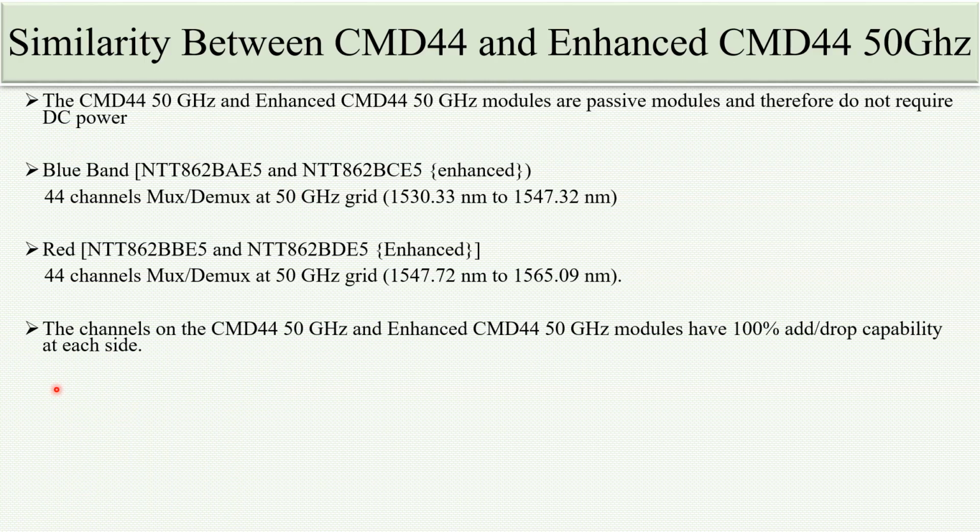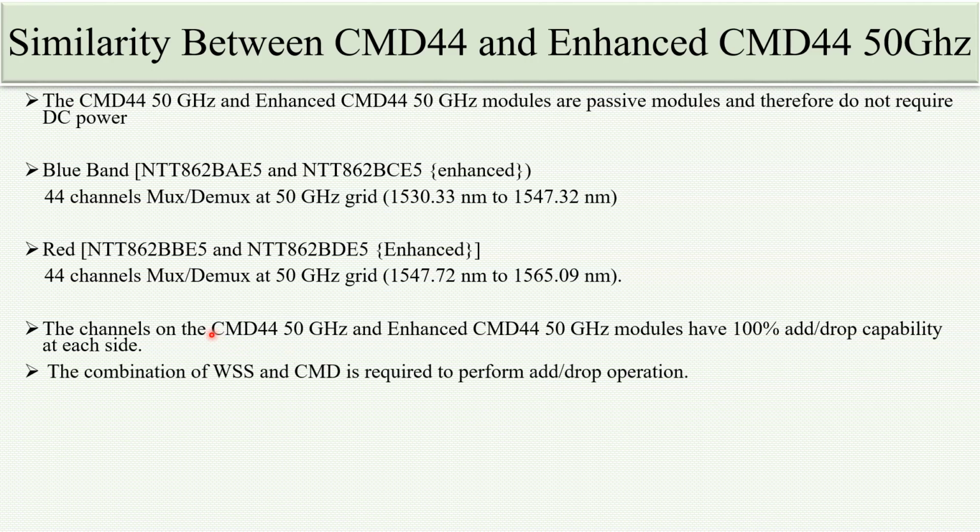The channels on the CMD44 50 GHz and enhanced CMD44 50 GHz modules have 100% add drop capability at each end. It means on each end of the device you can drop 100% of channels from CMD44 or enhanced CMD44. The combination of WSS and CMD is required to perform the add drop operation. These two modules are required to drop any particular signal or to add a particular signal to the DWDM system.